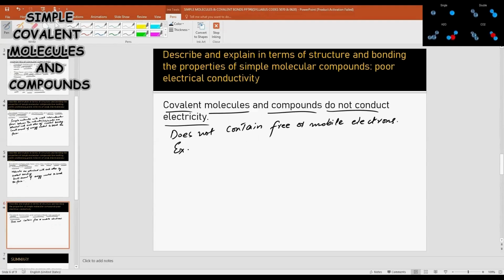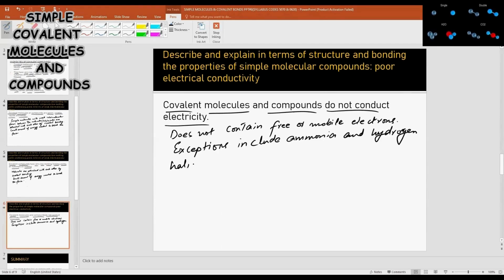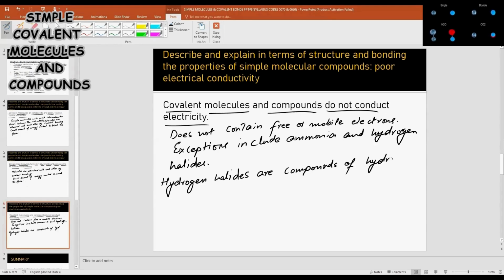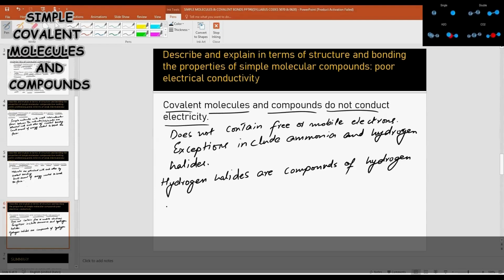Now, there are some exceptions. Exceptions include ammonia and hydrogen halides. These, when dissolved in water, become good conductors of electricity. Hydrogen halides are compounds of hydrogen and halogen.